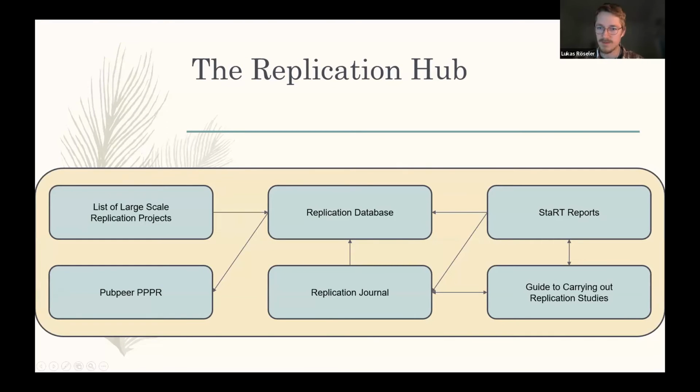So what's our vision for the Replication Hub? The hub is the center of the wheel of replication research with all these parts linked and intertwined. For example, we will continue to add large-scale projects and reports to the database, and the journal will make use of the reporting templates and keep updating the guide. And over time, the guide will also evolve to inform editorial decisions for the replication journals or what the templates are supposed to look like.